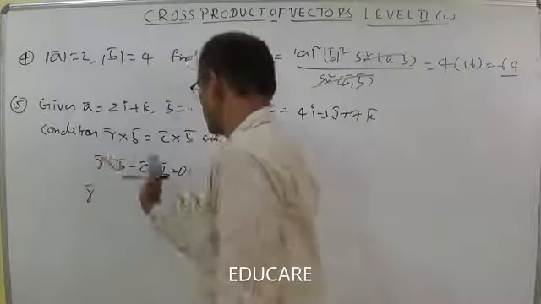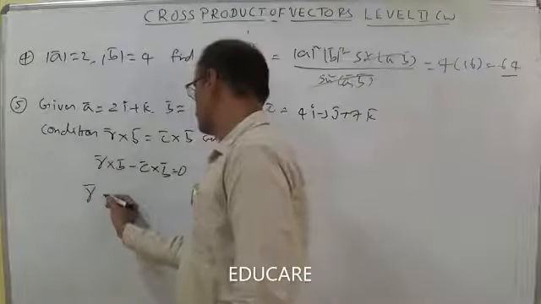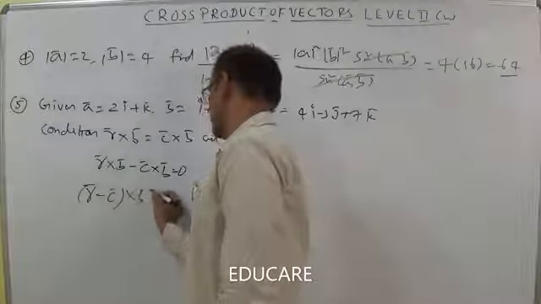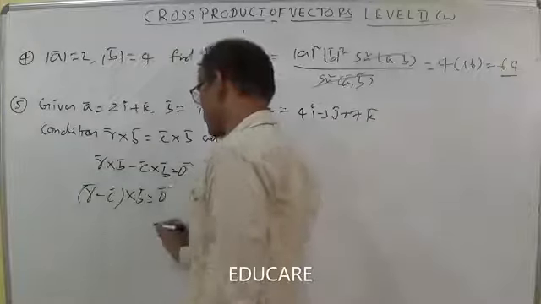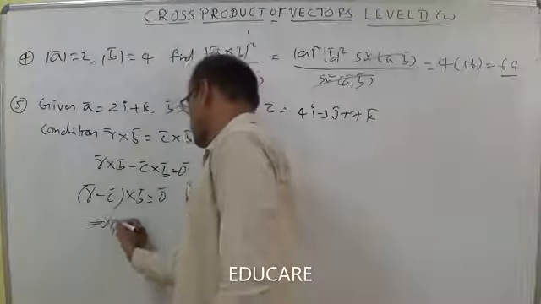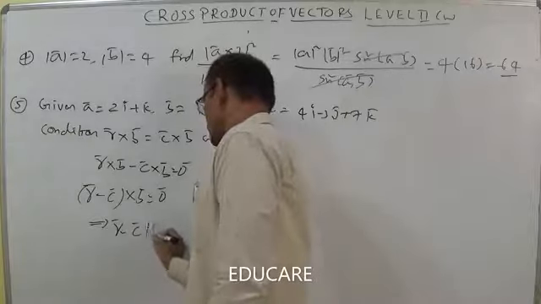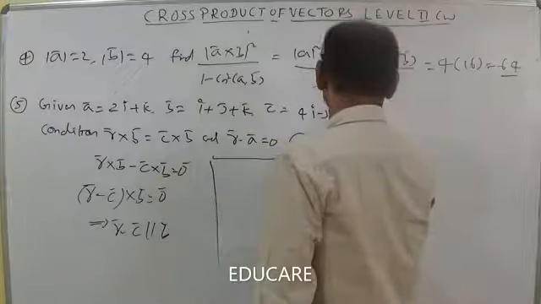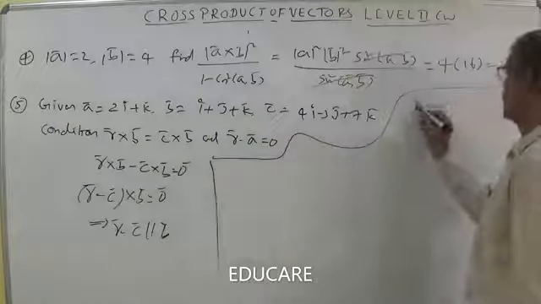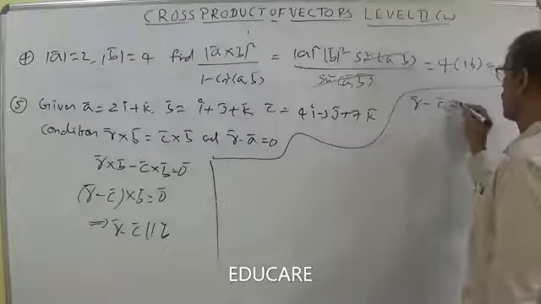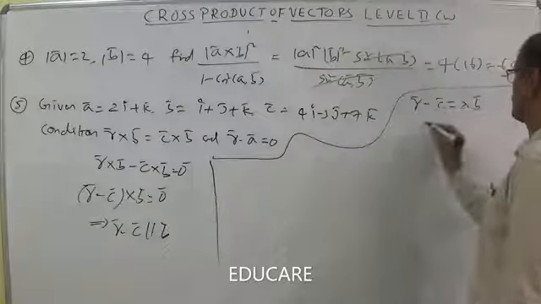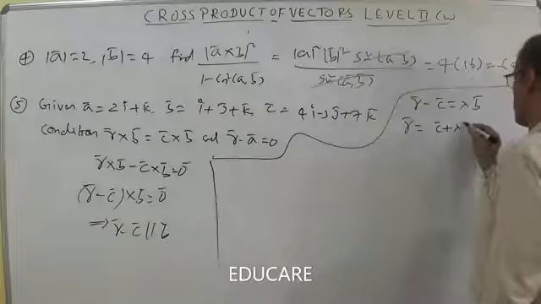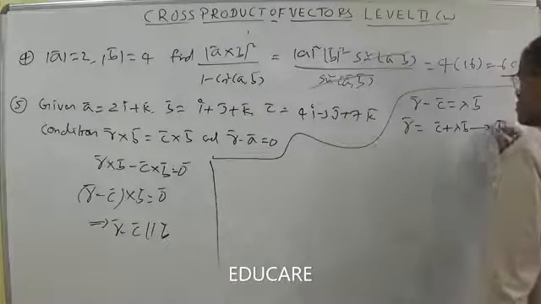If we take common, it becomes this side. Then we can write here r bar minus c bar cross b bar equal to 0 bar. It is a null vector. Then you can say that r bar minus c bar is parallel to b bar. Whenever the cross product of two vectors is 0, we can say that they are parallel. Then r bar minus c bar is equal to lambda into b bar. R bar is equal to c bar plus lambda b bar. Let it be the first equation, it will be useful.